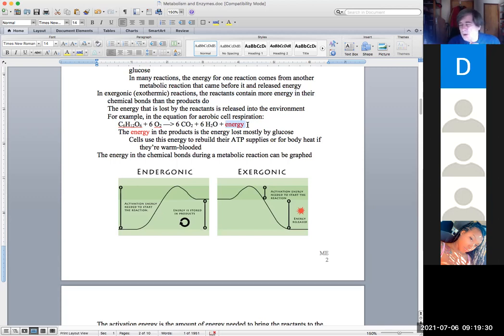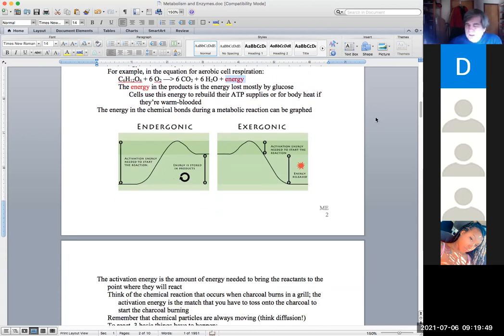Now this reaction also happens in your cells, but it happens very slowly in a large number of steps. And because it happens very slowly in a large number of steps, we don't really have an open fire going on in your cells. So we'll talk about that later. So let's think about looking at this graphically. So let's think about an endergonic reaction.